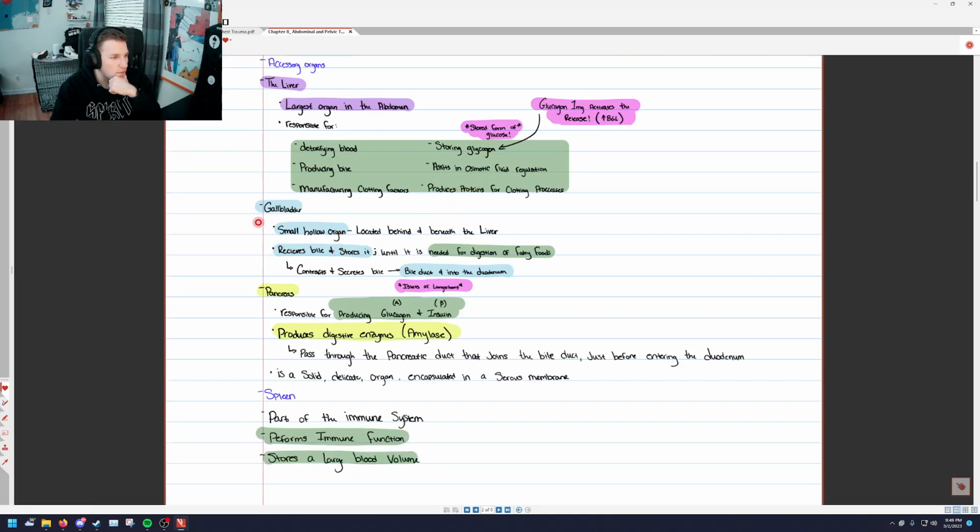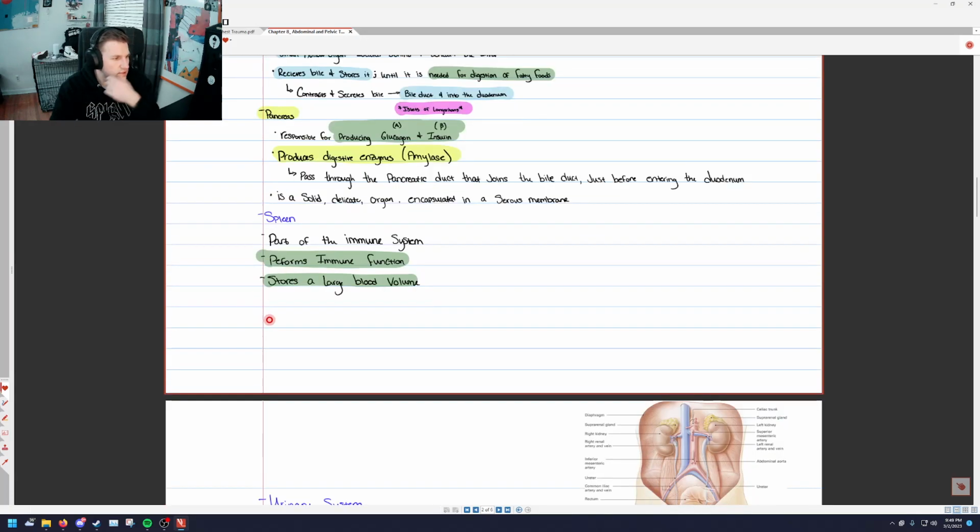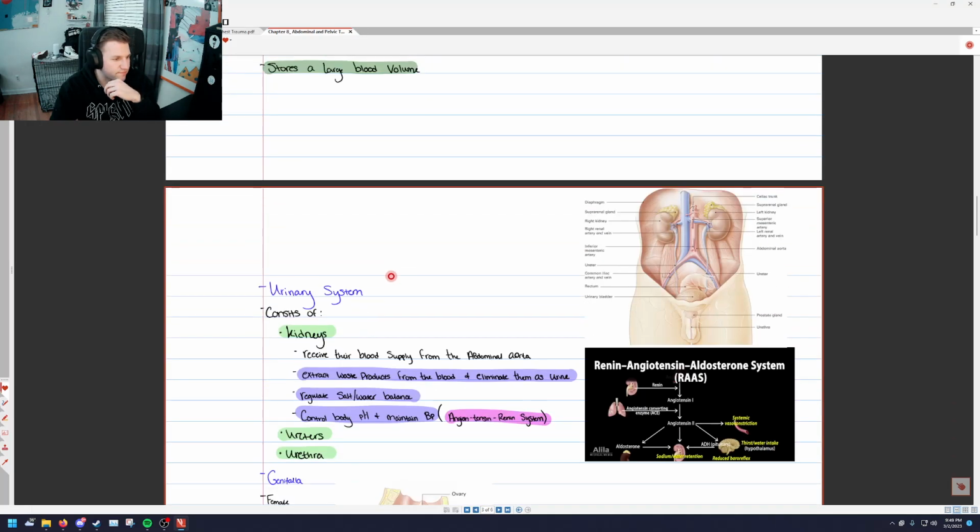We have our gallbladder. This will drop bile into the duodenum for fatty foods. Just aids in digestion with enzymes. Pancreas. We have our islets of Langerhans. We have our glucagon and insulin cells that will be released when need be. Spleen. It's going to be used in our immune function and stores a large blood volume.